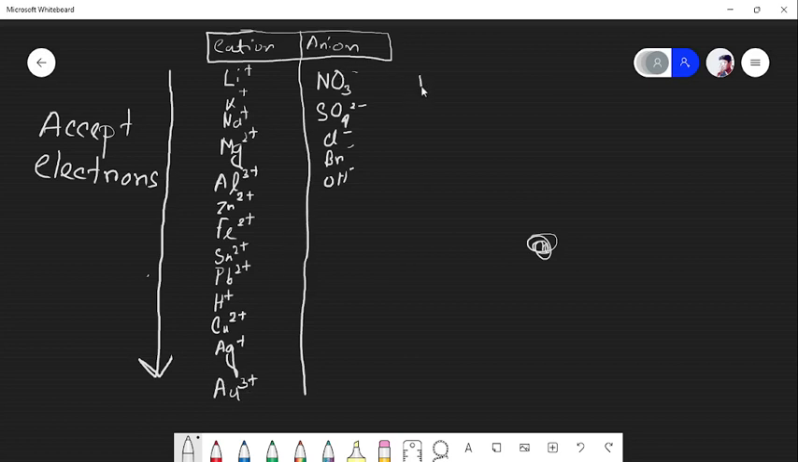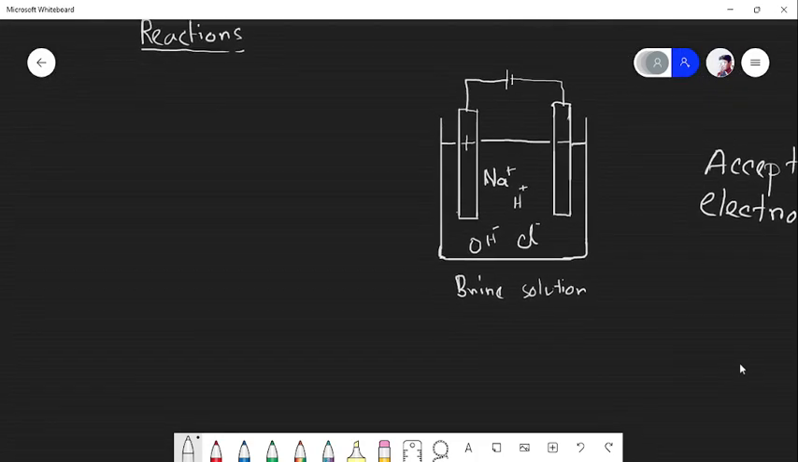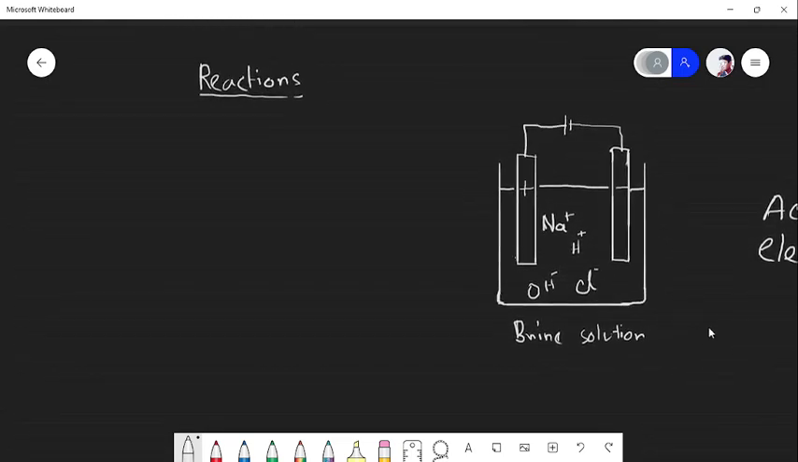And for anions, if you go downwards, it tends to donate electrons. Let's say if you take chlorine and hydroxide, hydroxide will go first to donate the electrons. Now let's look at this cell. We poured sodium chloride in water and they become ionized, sodium ion and chloride ion.